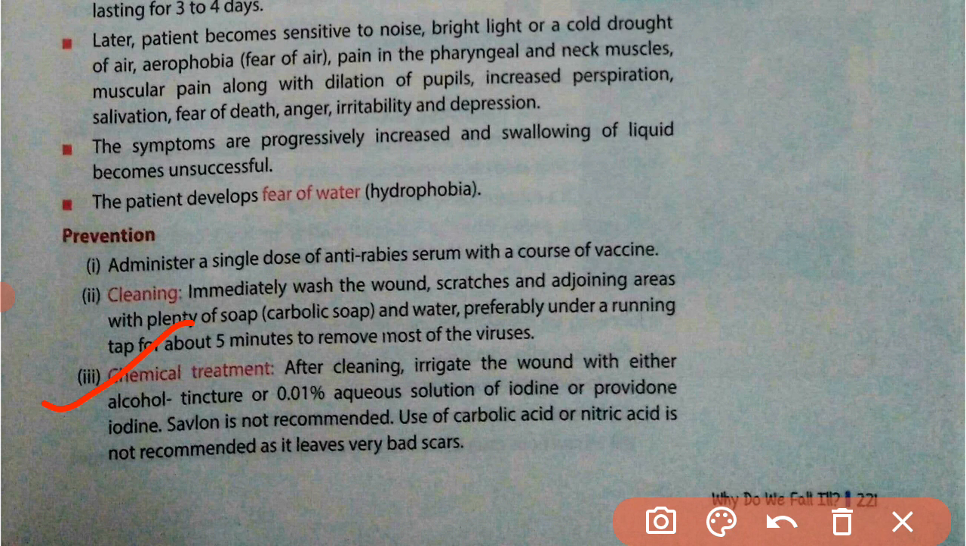Second, chemical treatment. After cleaning, irrigate the wound with either alcohol tincture or 0.01% aqueous solution of iodine or povidone iodine. We should use a disinfectant like alcohol or iodine to wash the bitten area to kill the viruses. Savlon should not be used, it cannot kill the virus. Use of carbolic acid or nitric acid is not recommended as it leaves very bad scars. We should not use these acids to wash the bites, because they cause scars. That's why we should use alcohol or aqueous iodine solution to kill the germs after the biting occurs.